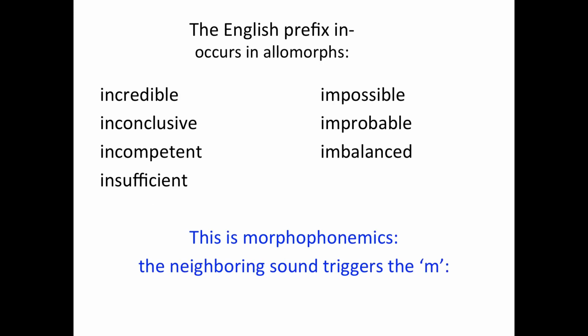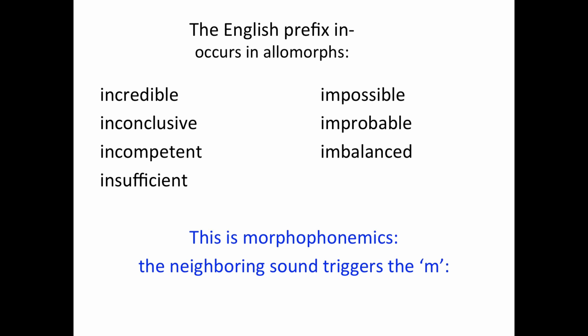Okay, I'm giving you another example of morphophonemics in English. English has the prefix in that typically means a negation. Like incredible means you cannot believe it. Inconclusive, you cannot reach a conclusion, and so on. So I have a bunch of words here with in: incredible, inconclusive, incompetent, insufficient. And then I have a few where the in shows up as im: impossible, improbable, imbalanced. It's the neighboring sound that triggers the M.